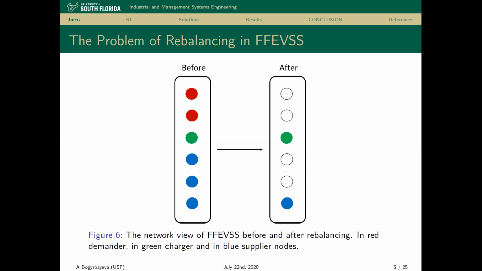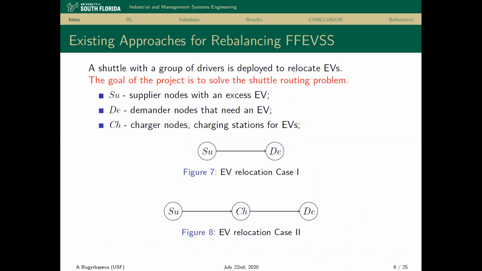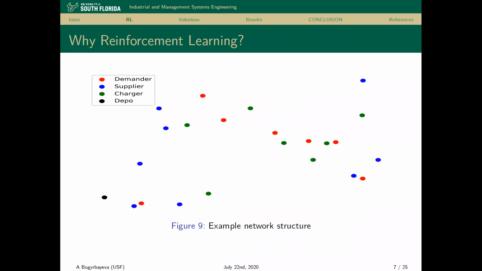How this problem is solved in existing programs is actually very simple. Around 12 a.m., a shuttle of drivers routes around the network where the drivers are picked up and dropped off, and these drivers relocate EVs, either to a charging station if they need to be charged and then to demander nodes, or directly from supply nodes to demander nodes. So let's look at the sample network that we can actually have.